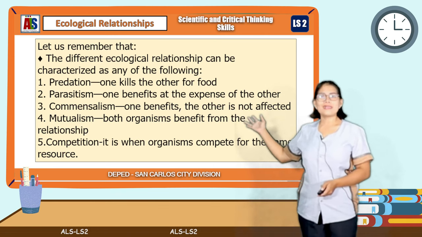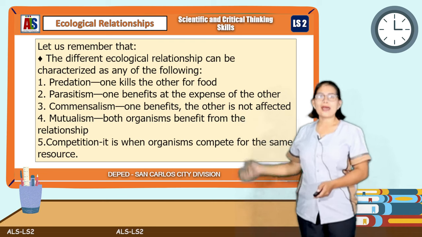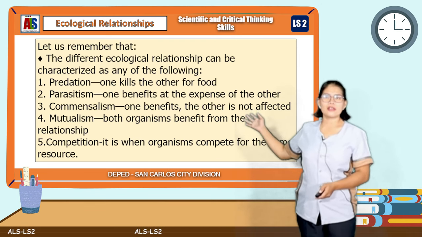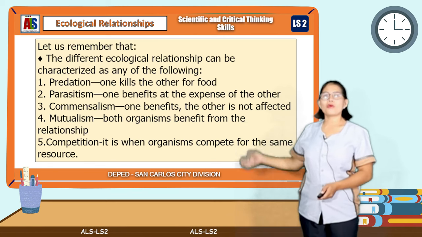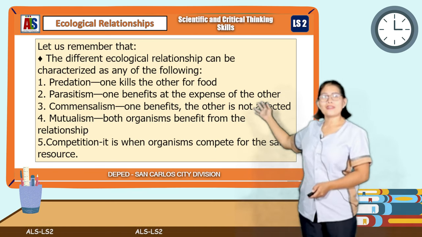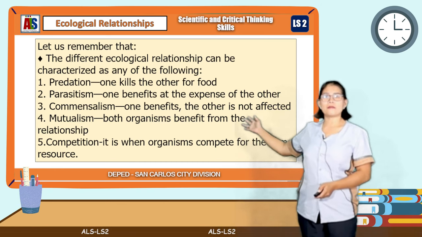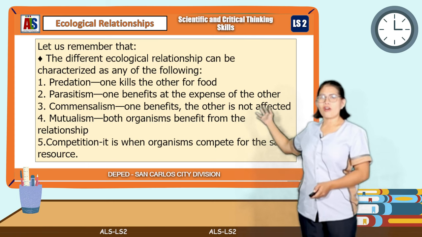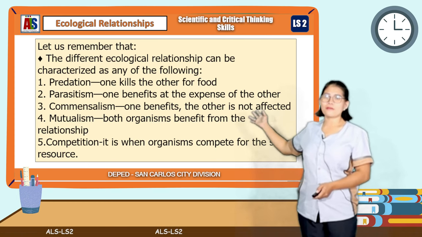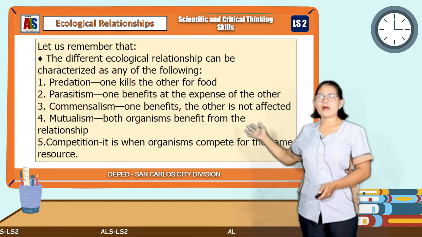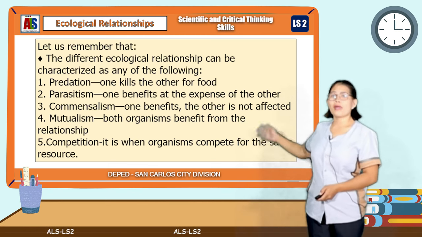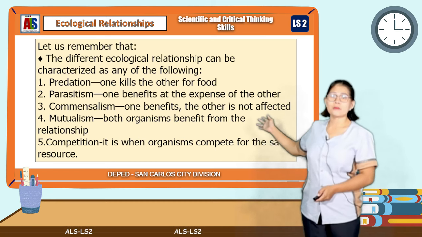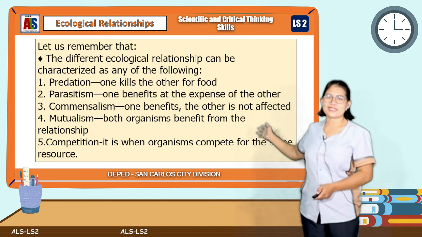Let us remember that the different ecological relationships can be characterized as any of the following. Predation: one kills the other for food. Parasitism: one benefits at the expense of the other. Number three, commensalism: one benefits, the other is not affected. Number four, mutualism: both organisms benefit from the relationship. And the last one, competition. It is when organisms compete for the same resource. Is it either food or space?